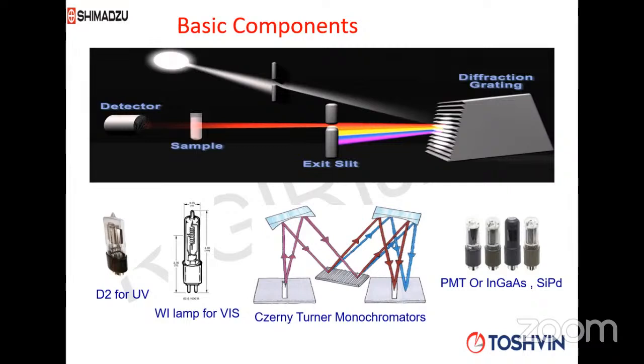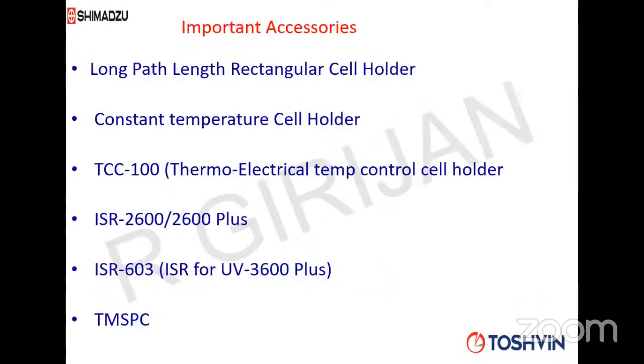We call it an InGaAs detector, which is used for measurement in the NIR region, and then the photosilicon diode. So these are the three different detectors. And there are different accessories available. I am not going into details. A long path length rectangular cell holder is there.